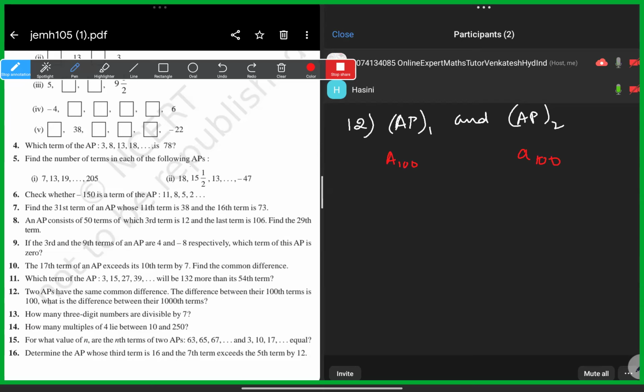So capital A100, how to write, Hasni? Capital A plus 99 into d. Small a100 is small a plus 99 into d. I am using the same d for both of them. Why am I using the same d, Hasni?